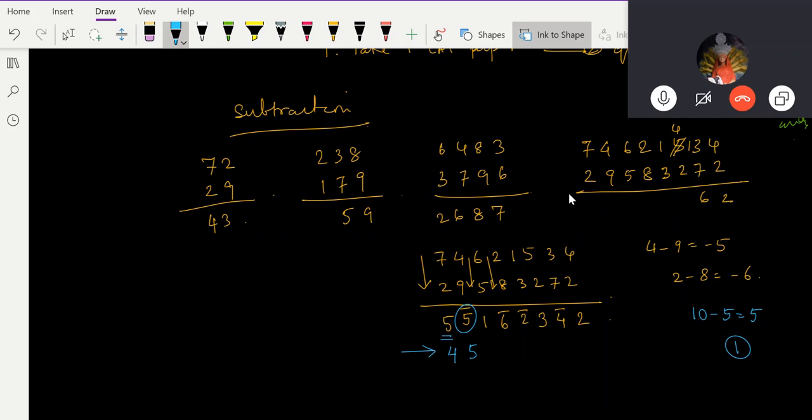Okay. 6 bar is what? 4. What will come before that? 0. 2 bar will be what? 8. So 4 will become 3. 4 bar is 6. 3 will become 2. And 2. Right?